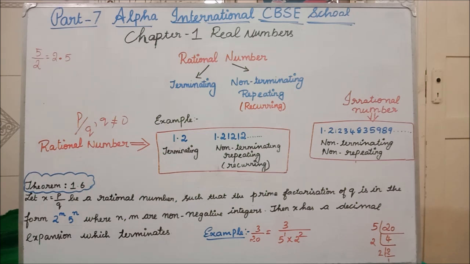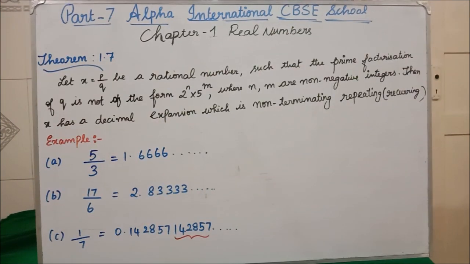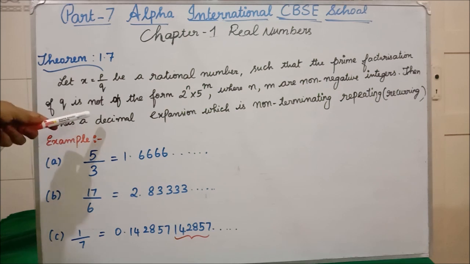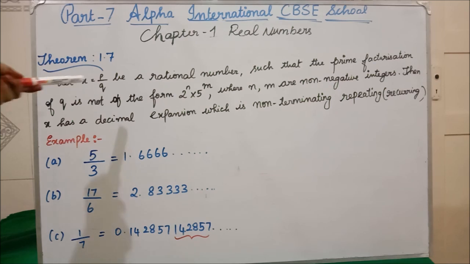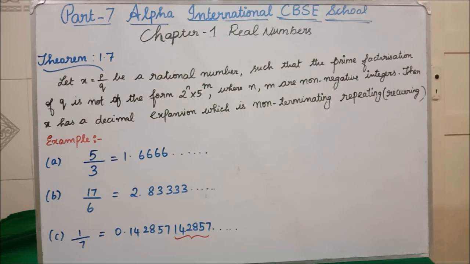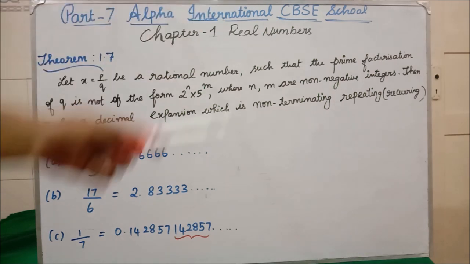Theorem number 1.7. Now the next theorem is theorem number 1.7. In this theorem, what they are saying is, let x equal p by q be a rational number such that the prime factorization of q, the denominator part, is not of the form 2 power m into 5 power n, where n and m are non-negative integers. Then x has a decimal expansion which is non-terminating repeating, or non-terminating recurring, we can write.